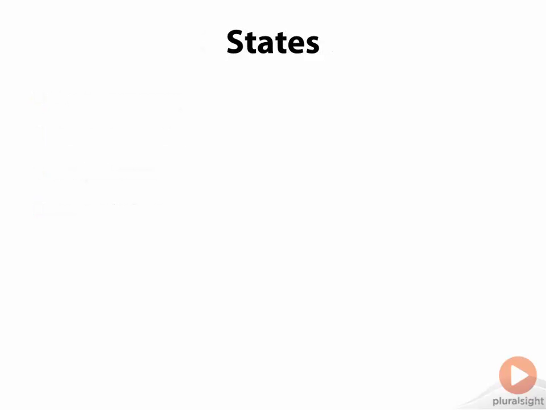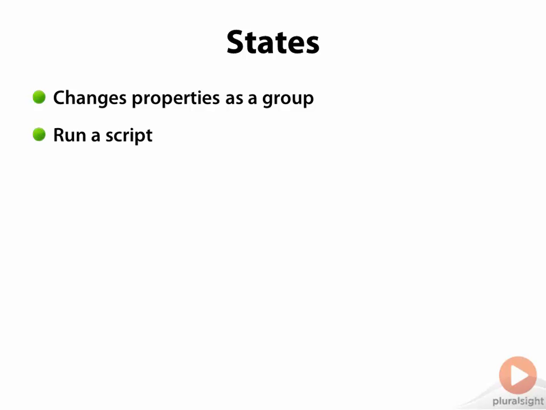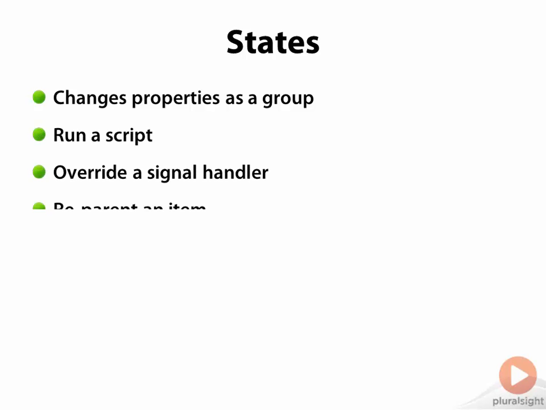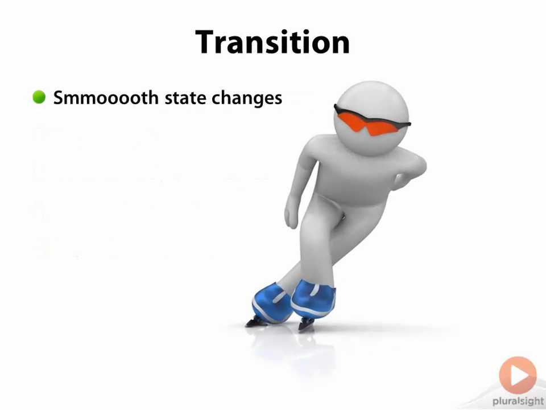We're also going to delve deeper into states in this module. You can use states as logic containers. States can specify changes for a group of properties, run scripts, override signal handlers, and perform reparenting and repositioning. And that leads us to transitions, which allows you to specify the animations to be applied when a state change occurs. You can mix and match and apply most of these techniques in an endless variety.